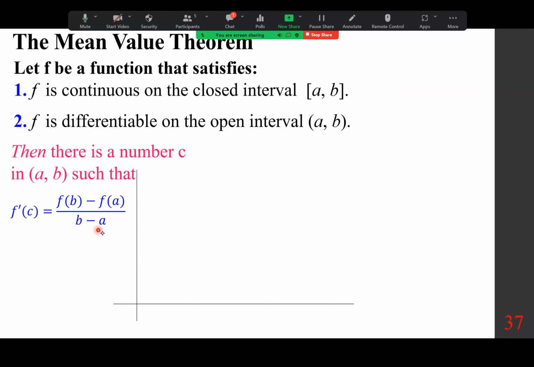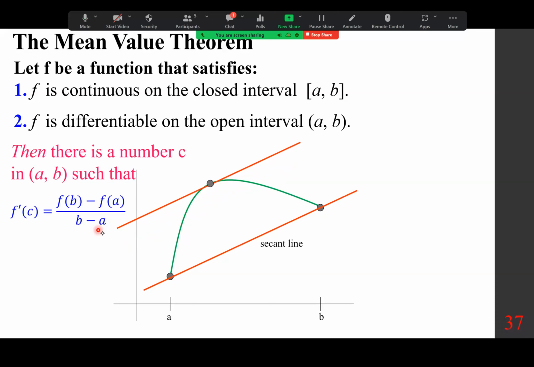We want to know the meaning of the whole thing. So take a look at the concept by looking at this graph. So we have a continuous function from a to b. So those are a to b. And when we connect the two, this is called a secant line. There is a tangent line parallel to secant line that you can find somewhere in between, and that point is C.